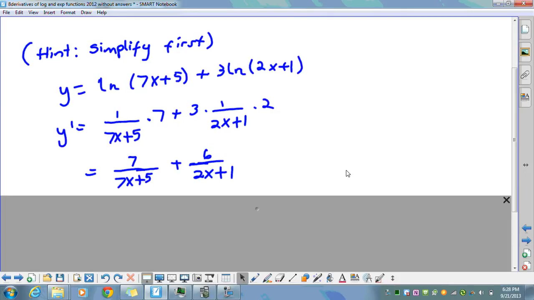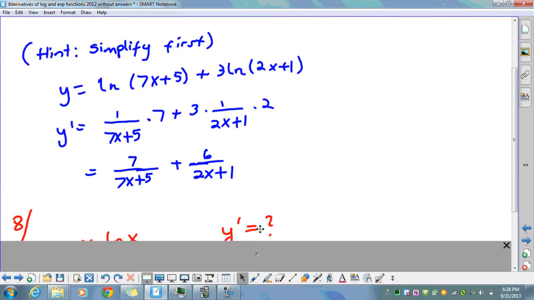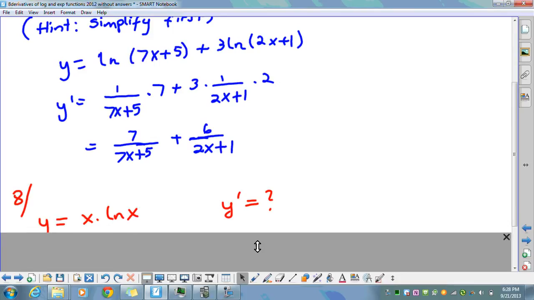Here's another example, and once again, please take a moment to work this out on your own, and then come and check the answer, please. y equals x times ln x. What is the derivative of this function?